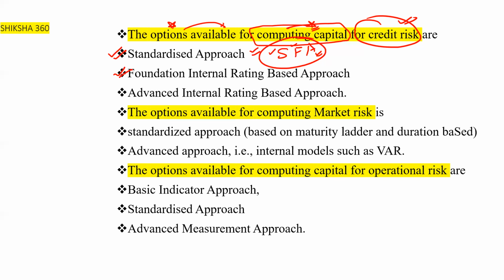We have a standardized approach in all three risks. Basically one approach is different, rather we have the same approach in all of these. For credit risk, we have the standardized approach, the foundation internal rating based approach, and the advanced internal rating based approach. These are the three approaches given by the Basel Committee.